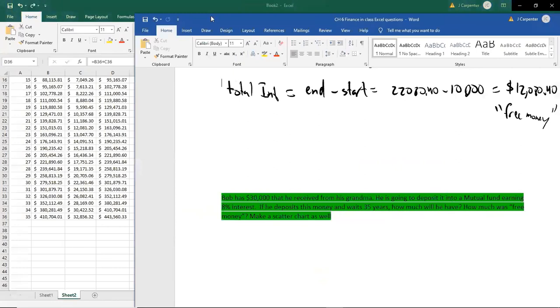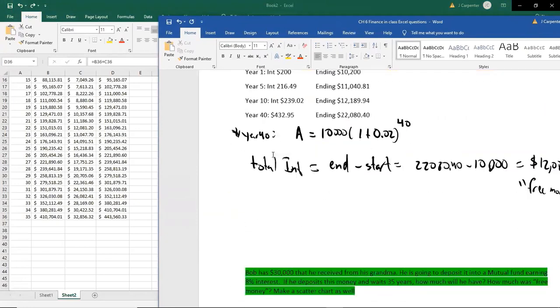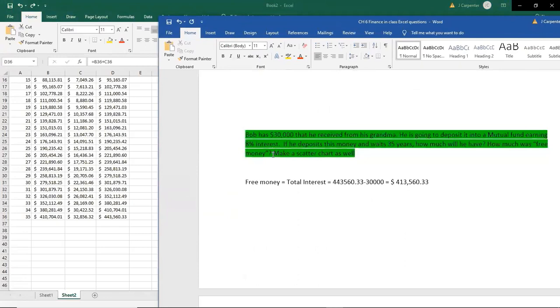So that, I just need to move that over there. The free money is the total interest, which is the 443,560.33 minus what we put in, which is 30,000. I should have dollar symbols everywhere, but just go with it for now. 413,560.33. That's the free money we got. Pretty nice for just putting $30,000 away and not touching it for 35 years.